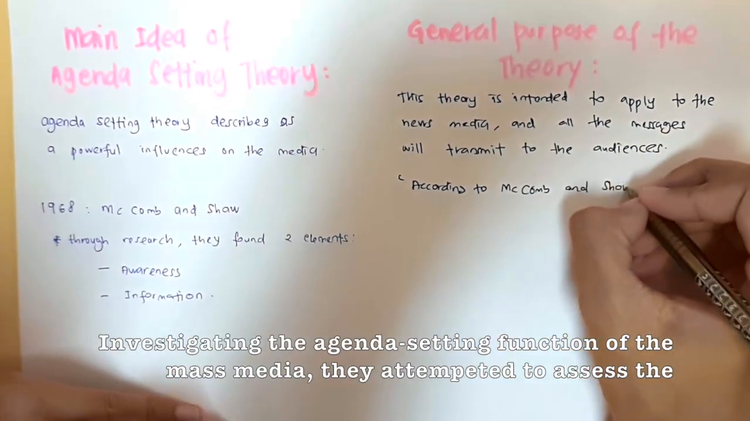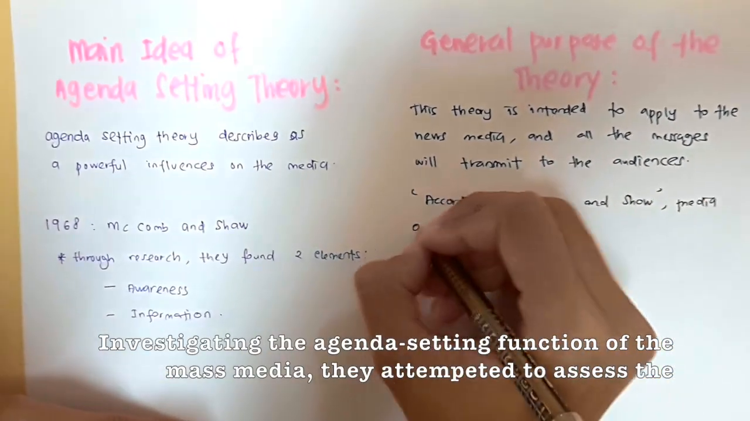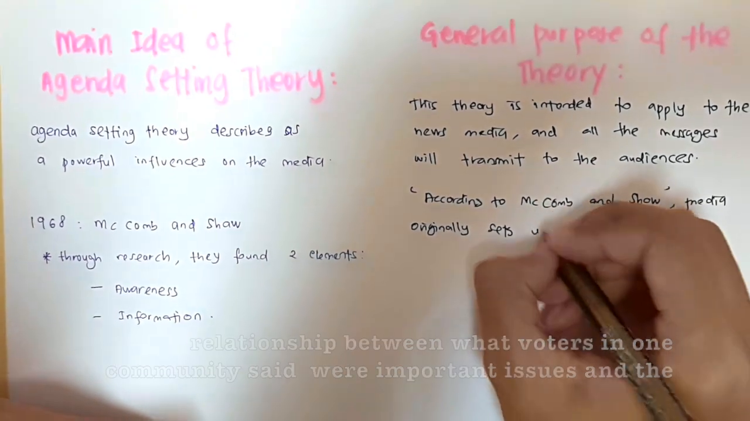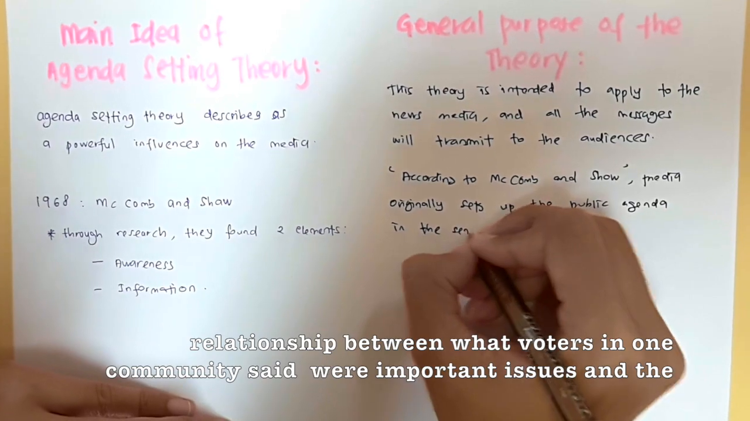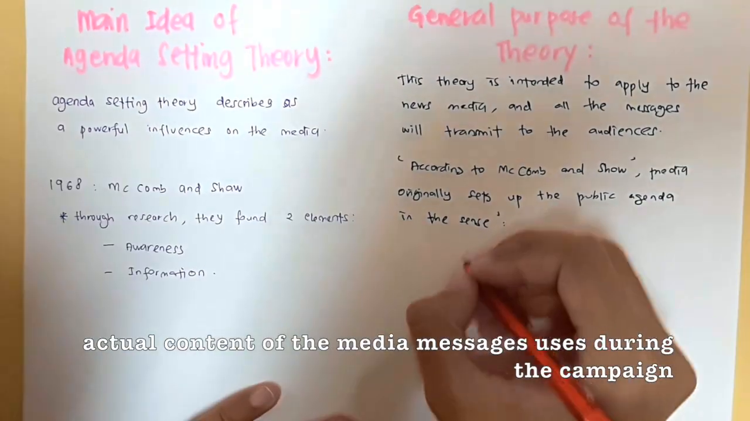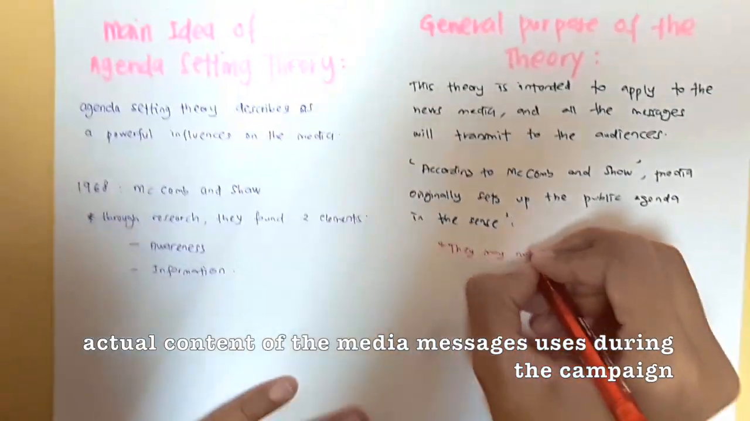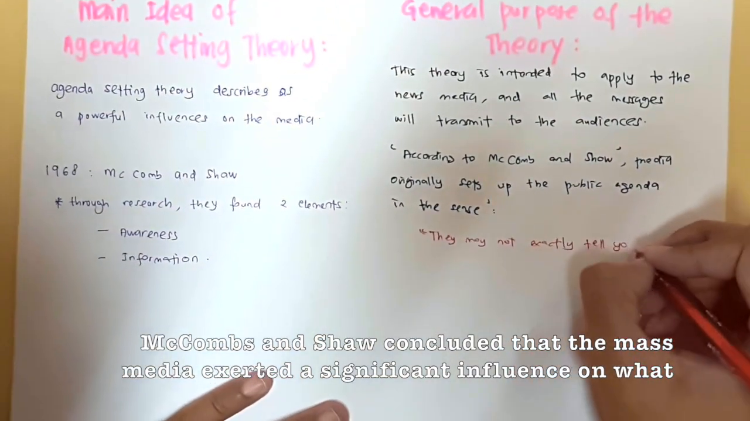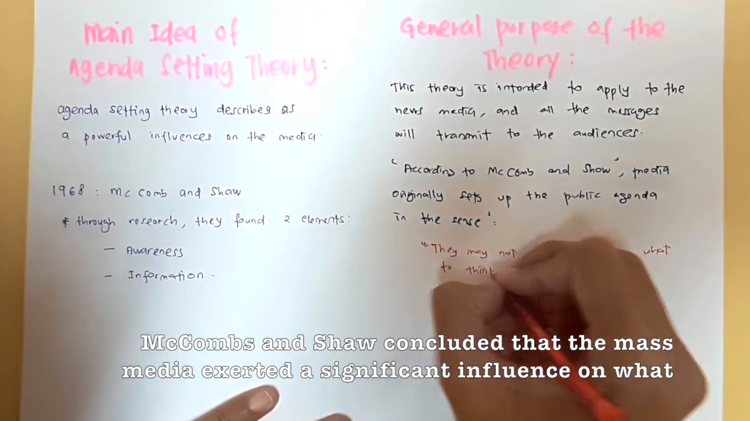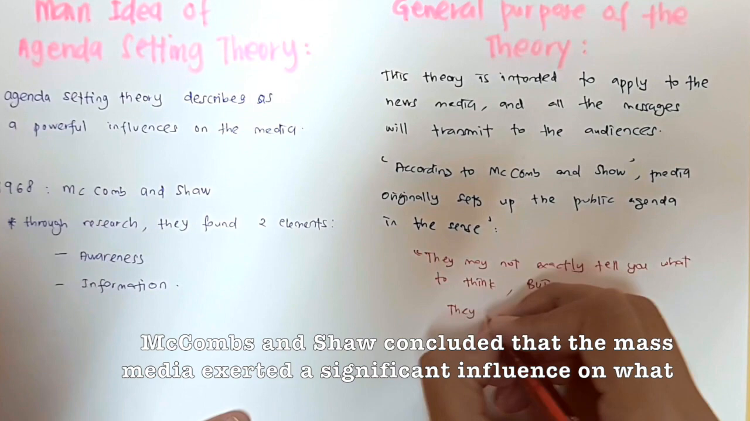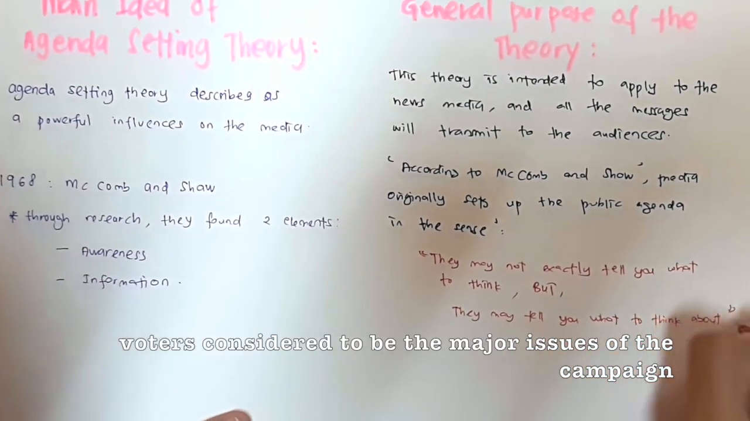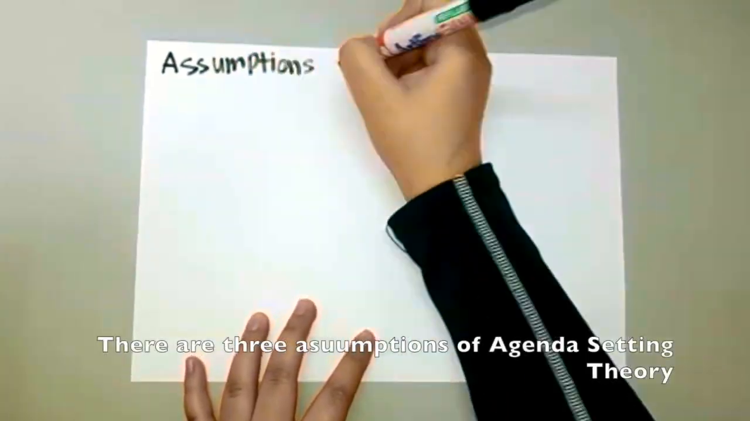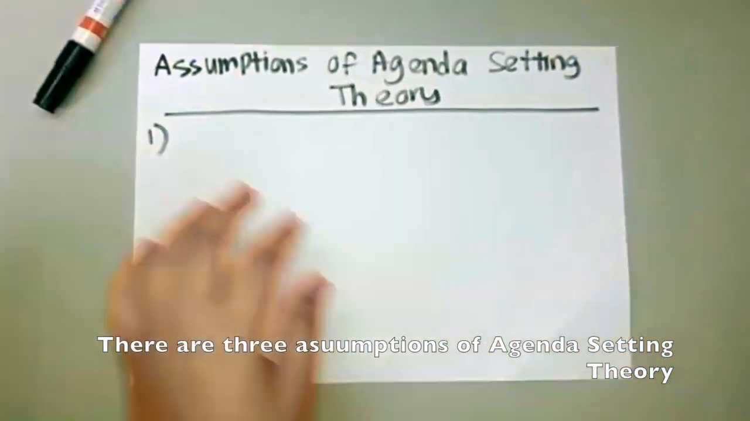Investigating the agenda-setting function of the mass media, they attempted to assess the relationship between what voters in one community said were important issues and the actual content of the media messages used during the campaign. McCombs and Shaw concluded that the mass media exerted a significant influence on what voters considered to be the major issues of the campaign. There are three assumptions of agenda setting theory.